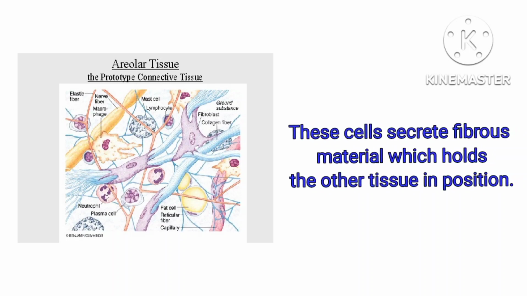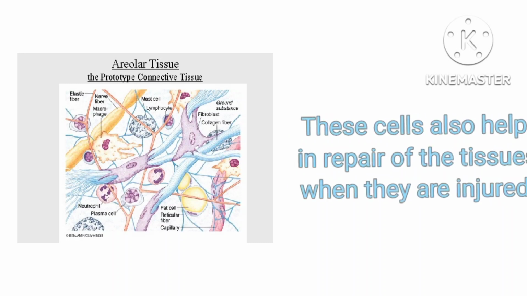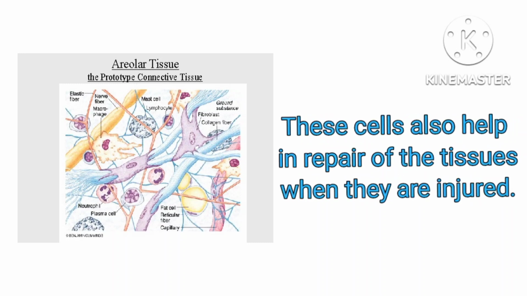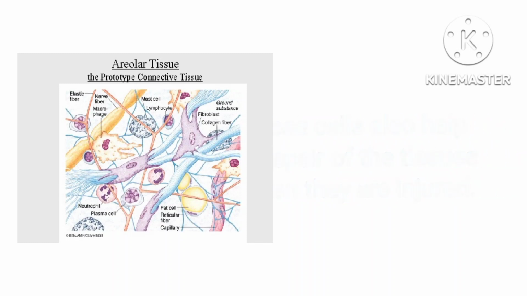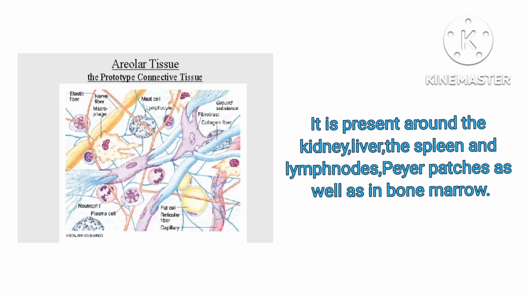These cells secrete fibrous material which holds the other tissue in position. These cells also help in repair of the tissues when they are injured. It is present around the kidney, liver, the spleen, and lymph nodes, as well as in bone marrow.